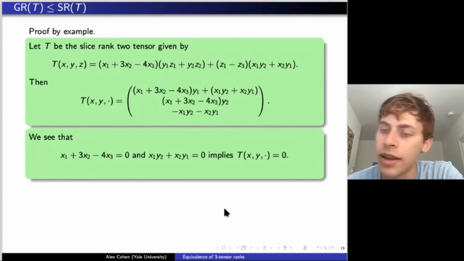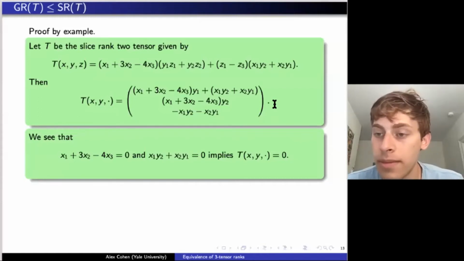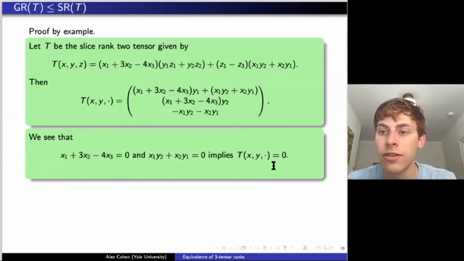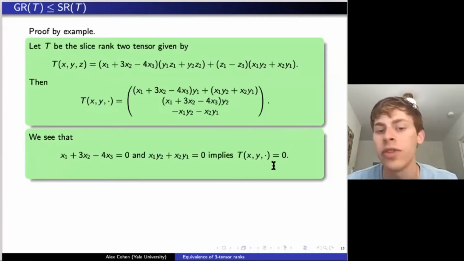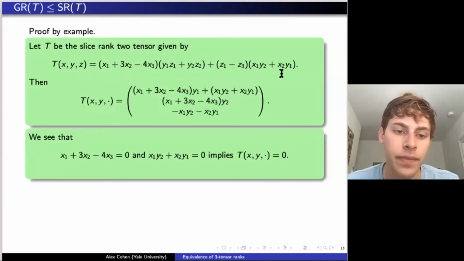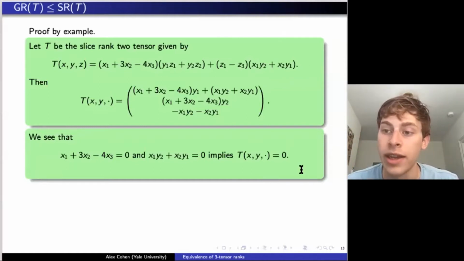So the key idea here is that if you have a slice rank 1 piece, it's always going to have one factor that doesn't involve Z. It could be the linear part or it could be the bilinear part. And so for each piece of the slice rank decomposition, we choose one equation, one of the ones that don't involve Z. And then if all of those R equations vanish simultaneously, for sure X and Y are in the kernel.